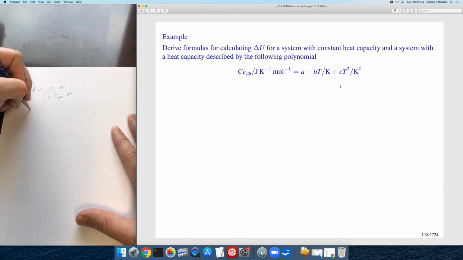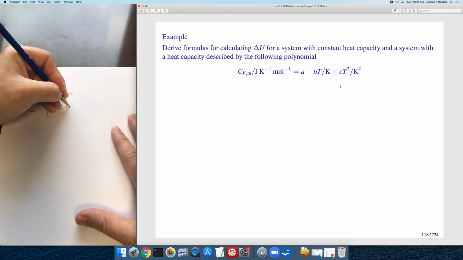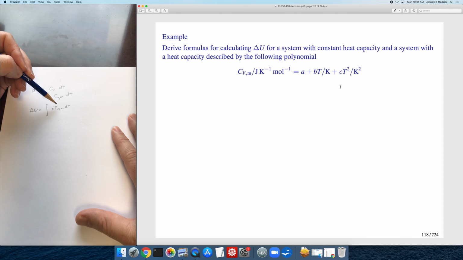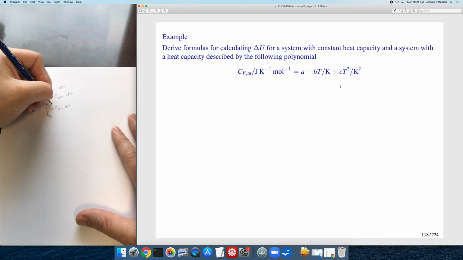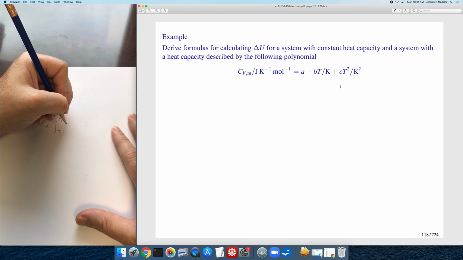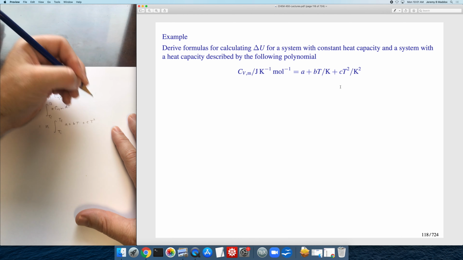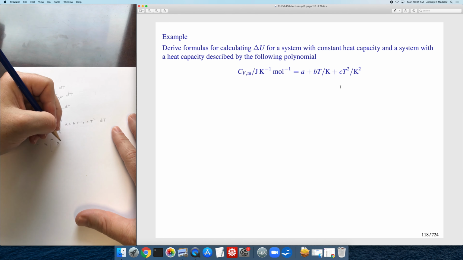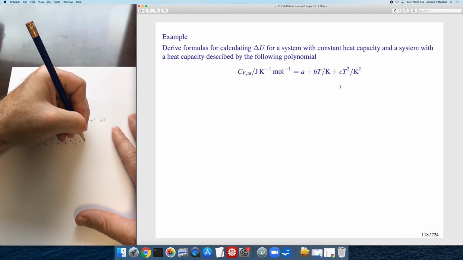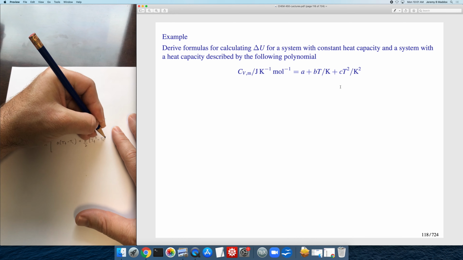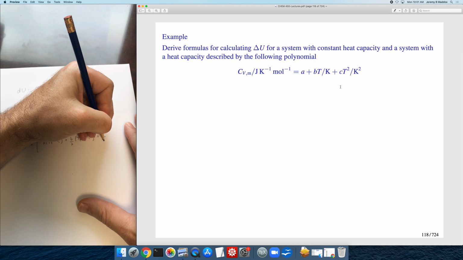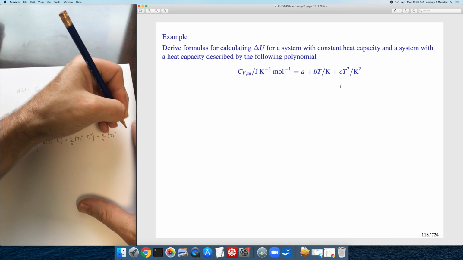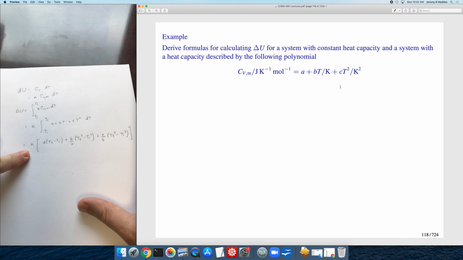And in order to calculate the finite change in U, I need to integrate n CVm dT. Now in this case, the molar heat capacity is not a constant, it's a polynomial, and so I have to do this integral. So the number of moles can come out, and then I'm going to substitute in the polynomial here. So it's going to be a plus bT plus cT squared dT. These types of integrals are not that tricky to do. So I'm going to wind up with a(Tf minus Ti) plus b over 2 (Tf squared minus Ti squared). And then the third term is going to be c over 3 (Tf cubed minus Ti cubed). All of that times the number of moles.